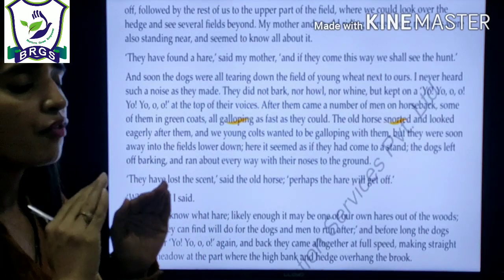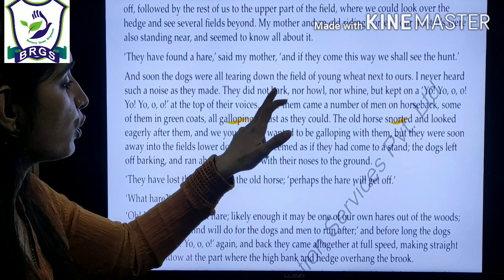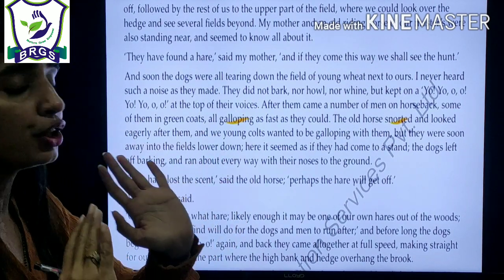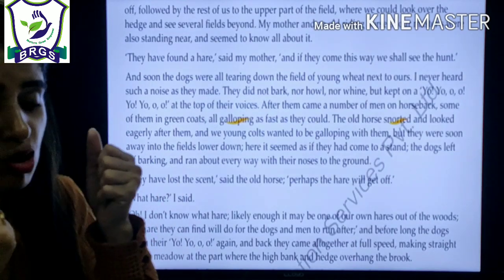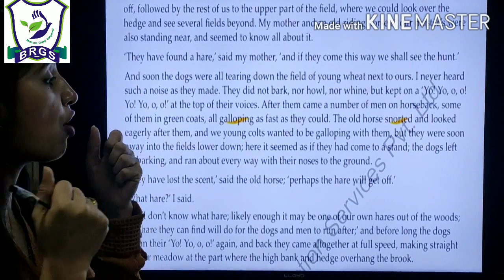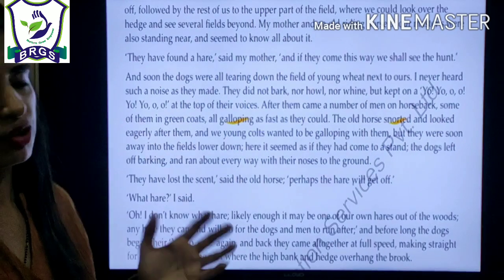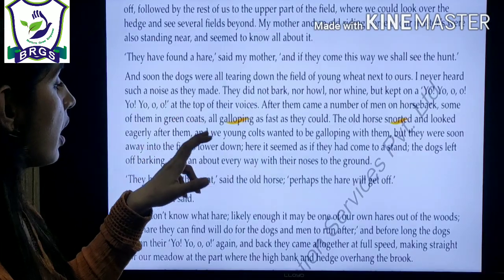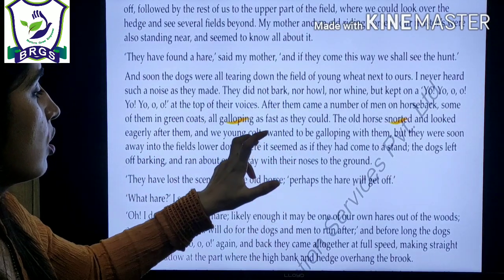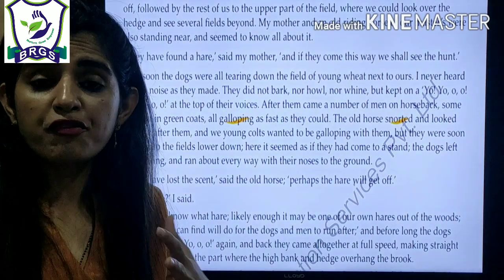After that everything was quiet. The dogs were not barking, not howling, not whining. They were not crying or shouting, nor barking. Only yo yo, oh oh, they were doing all these things. And what happened after that?